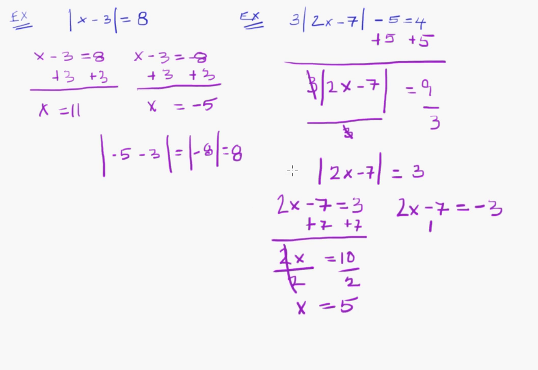On the other side, we add 7. And this time we end up with 2x equal to 4 and divide by 2. And we get that x is 2 because those reduce.